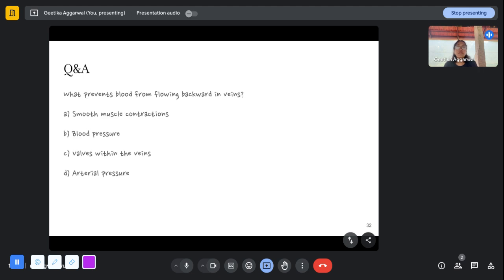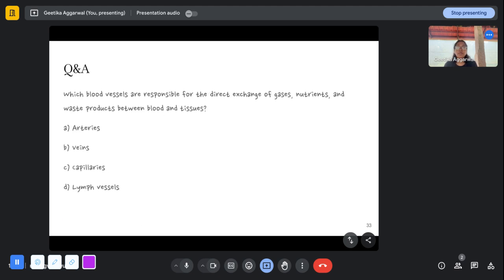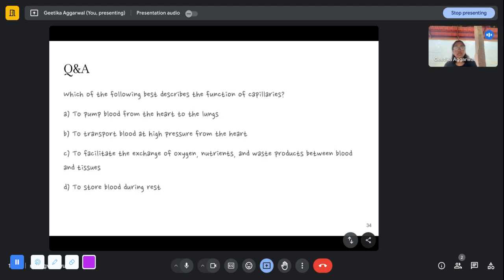What prevents blood from flowing backwards in the veins? You would already know this probably. We've studied this in high school and we also discussed this. Valves in the veins, they prevent the backflow of blood. Which blood vessels are responsible for the direct exchange of gases, nutrients, and waste products between blood and tissues? Is it arteries, veins, capillaries, or lymph vessels? The correct answer is capillaries because that is where gaseous exchange happens.